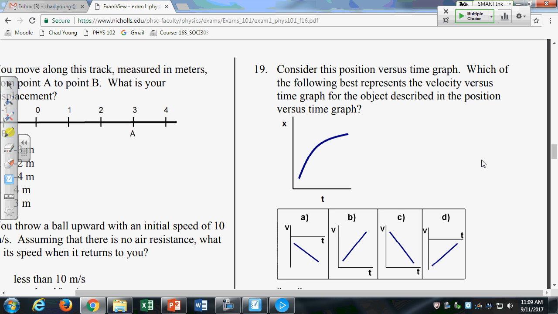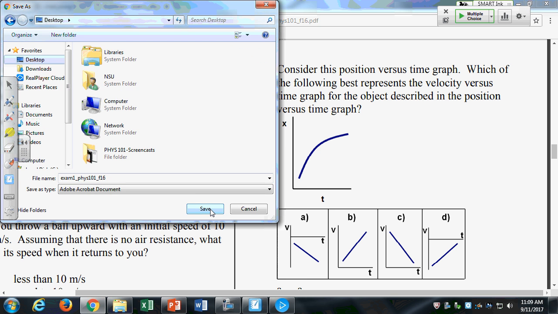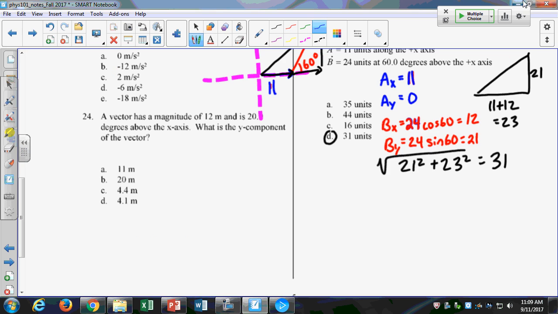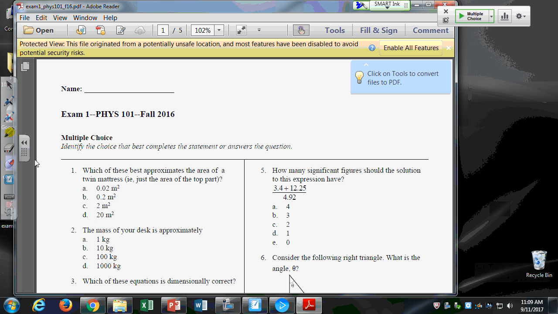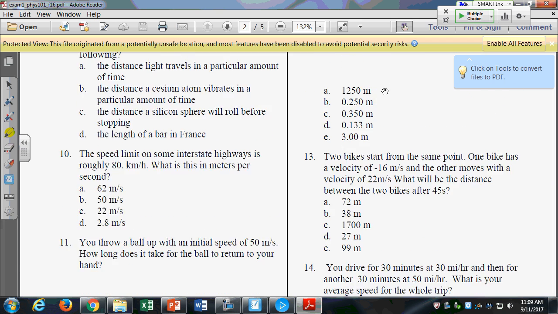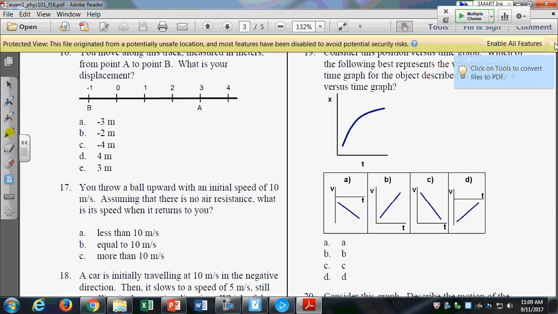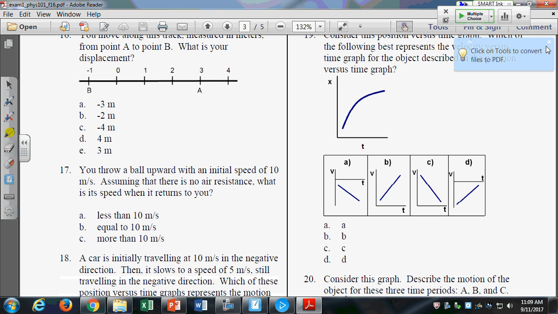Whenever you're looking at a position versus time graph, remember the slope of that position versus time graph gives the, sorry, I can't write on this. The slope of the position versus time graph gives the what? The velocity. It gives the velocity. All right, so I want to look at the slope of this graph. Is it positive or negative there? Positive. And it's still positive up here as well.